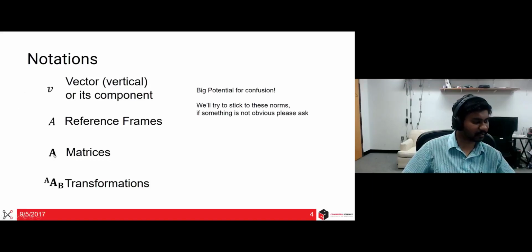Any capital letter which is not italics but bolded represents a matrix, and any matrix-like representation which has a superscript and a subscript represents a transformation. In this case, the transformation depicts the transformation A. Sorry for the reuse of the variables. The transformation A, which is the big bold letter in the middle, is of frame B with respect to frame A. This is what it represents.